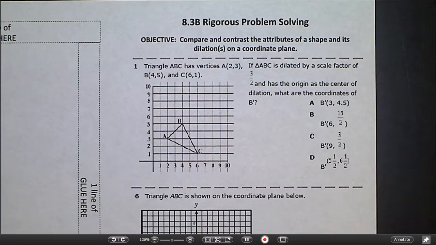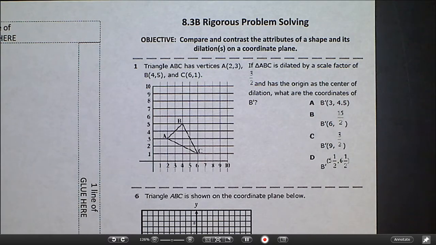This is the video lesson for 8.3b. Your objective today is to compare and contrast the attributes or the characteristics of a shape and its dilation on a coordinate plane. So we're just comparing an original shape with the dilated shape.